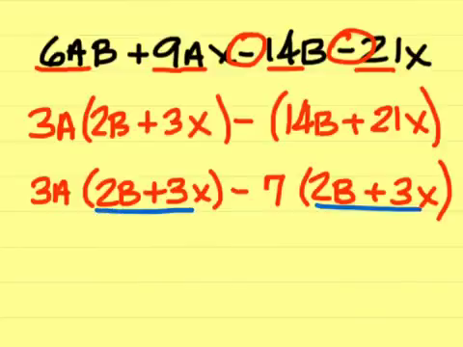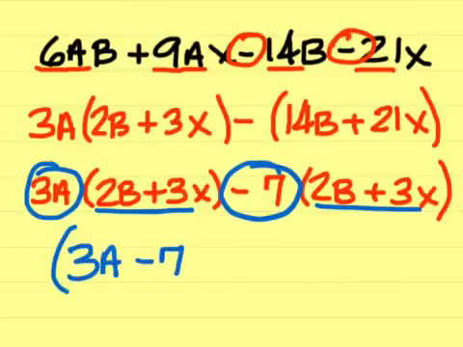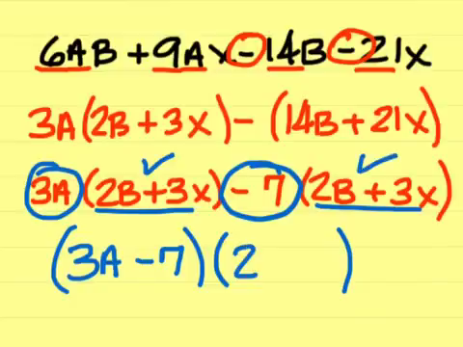If these two quantities are exactly the same, including the signs, then you have been able to factor this by grouping. If they're different, even just by the sign, then you can't do it that way. Now for the final answer, you need these two. 3a minus 7 in the first quantity. In the second one, you just need one of these. 2b plus 3x.